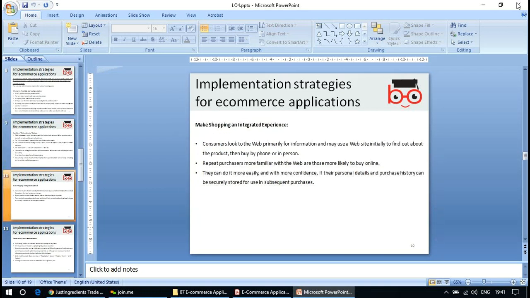Make shopping an integrated experience. Consumers look to the web primarily for information and may use a website initially to find out about the product, then buy by phone or in person.